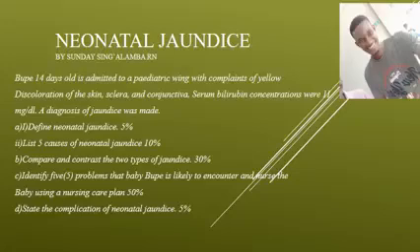So the stem of the question for tonight reads: Bupe, 14 days old, is admitted to a pediatric wing with complaints of yellow discoloration of the skin, the sclera, and the conjunctiva. Serum albumin concentration was 11 milligrams per deciliter. A diagnosis of jaundice was made. So that is the stem of the question.